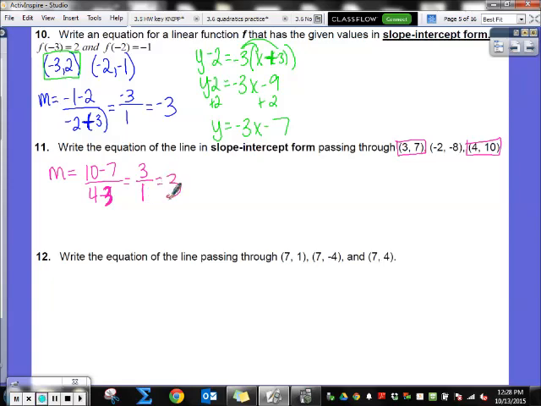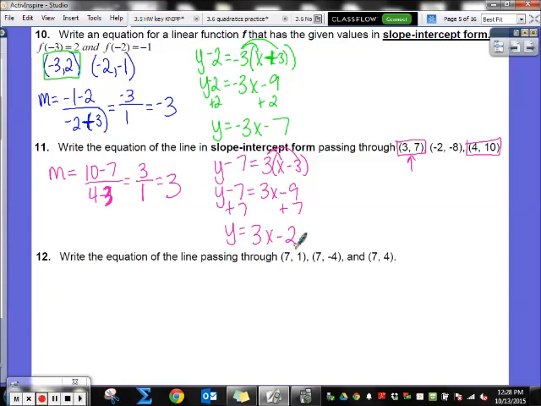Then you can pick which one to use. I'm just going to pick this one because it's smaller numbers, so (3, 7). So y minus 7 equals 3 times x minus 3. So y minus 7 equals 3x minus 9. Y equals 3x minus 2.